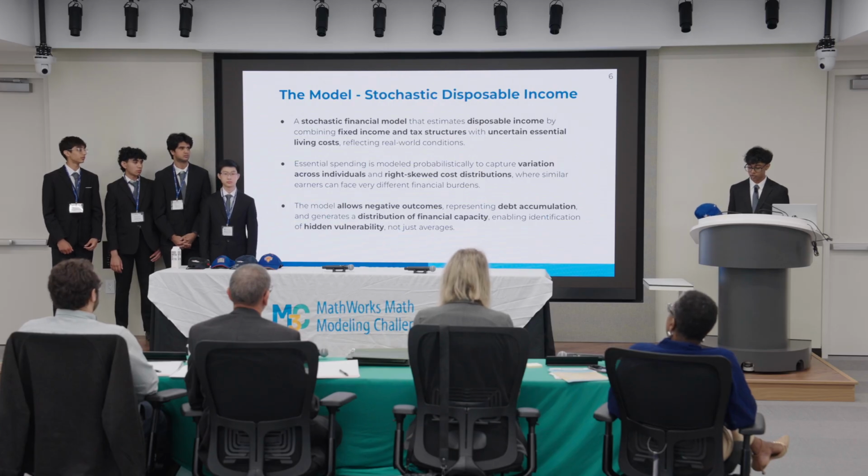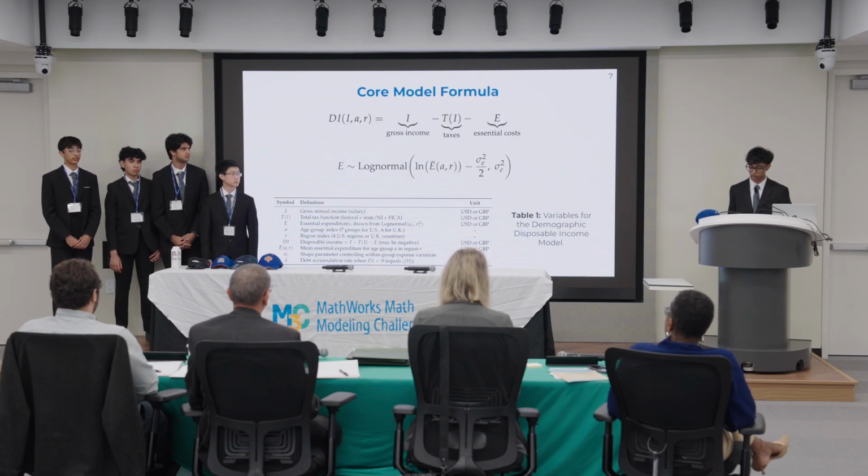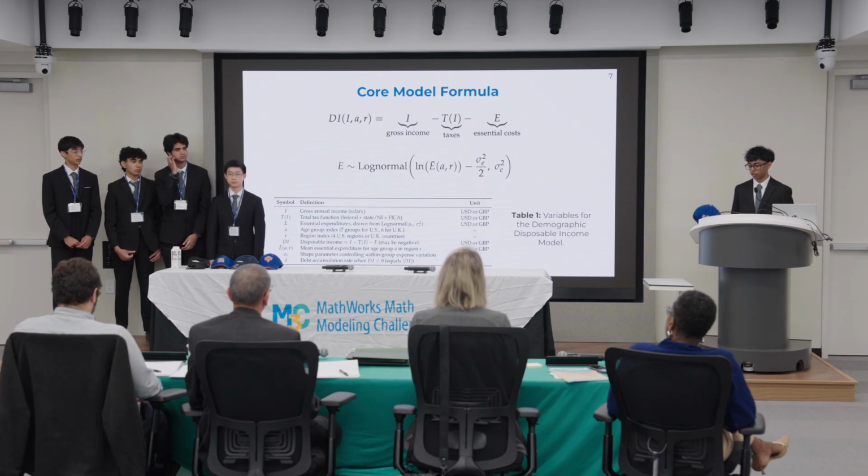The core equation is that DI equals gross income minus taxes minus essential costs. The first 2 terms are deterministic, set by tax law, and the third term is stochastic, drawn from a right-skewed log normal distribution whose mean matches BLS data for each age group and region. You can see our defined variables in the table, and the critical outputs are disposable income, which may be negative, and delta, the debt accumulation rate.